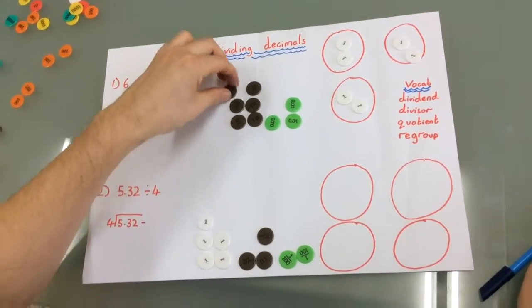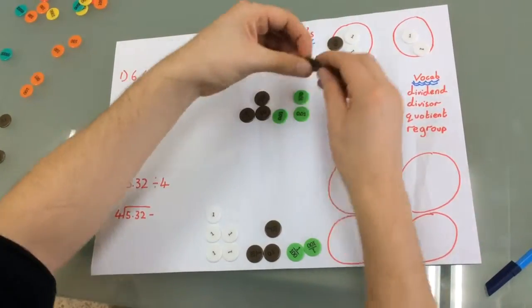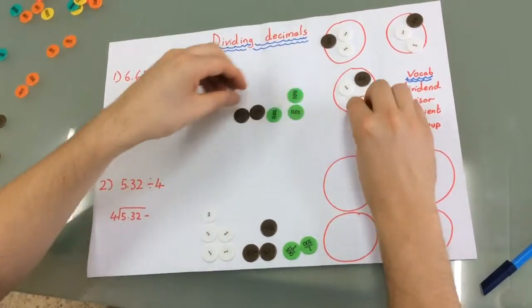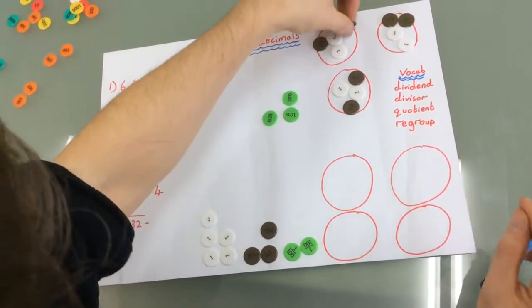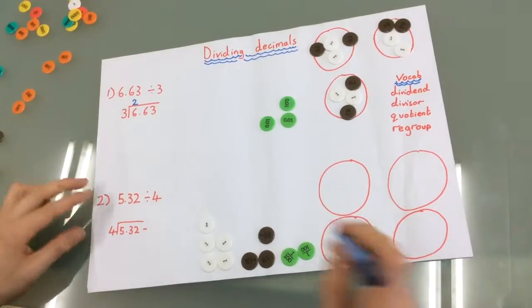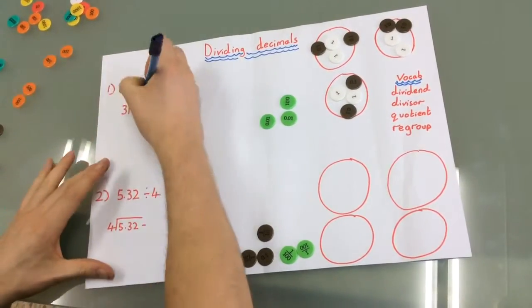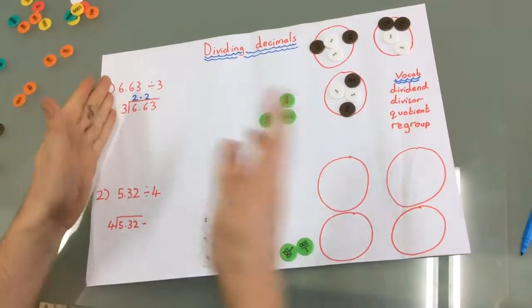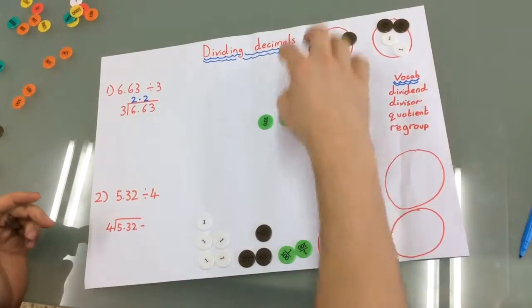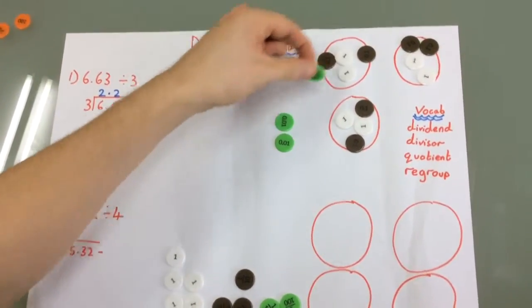Now I'm going to do the same thing with the tenths, sharing them out equally. And again, they share equally, and I have 2 tenths in each one. So I've got to make sure I put the decimal point in, and it's 2 tenths. If I hadn't put that decimal point, it's 22, and we're not looking at 22, it's 2.2.